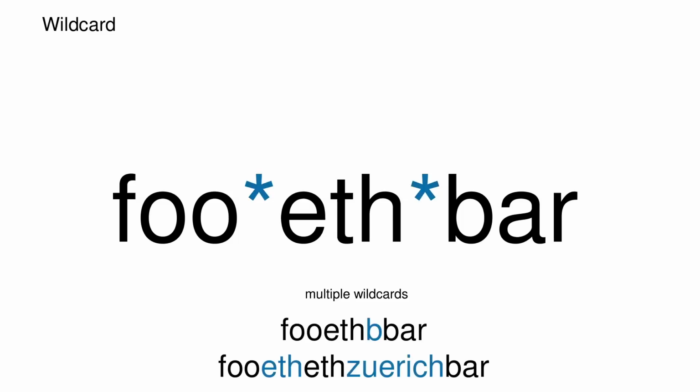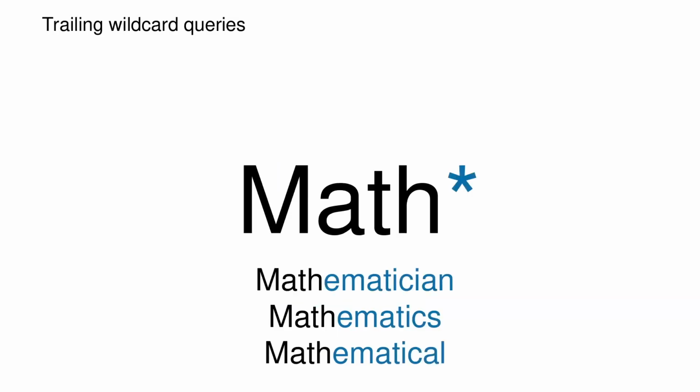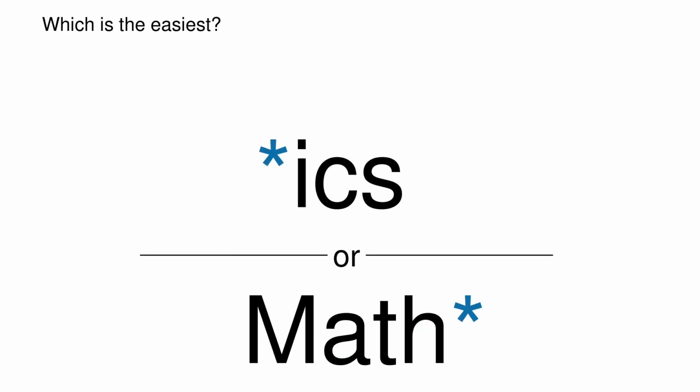So that would match, for example, these completely nonsensical strings as well. You can put it at the beginning. That would catch economics, physics, and so on. Math would catch mathematician, mathematics, mathematical. So you get the idea.